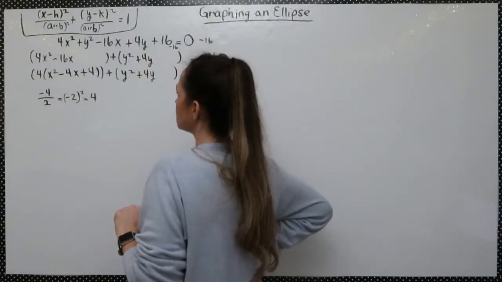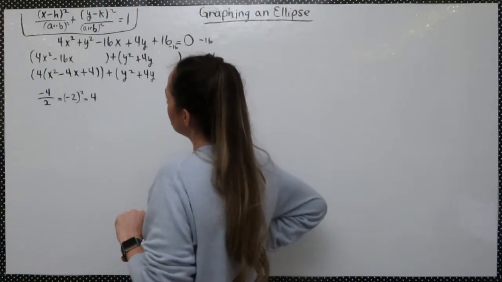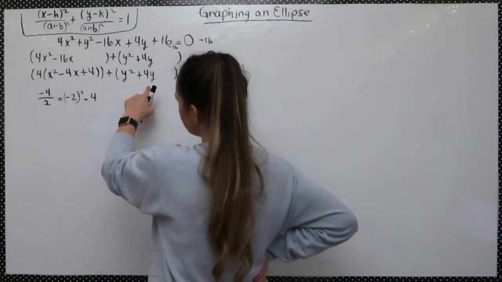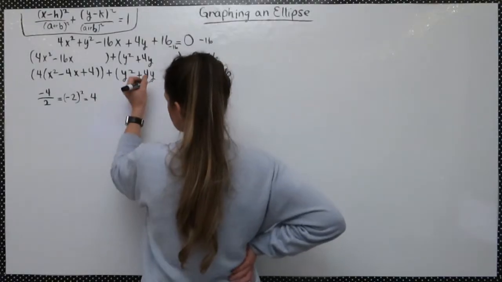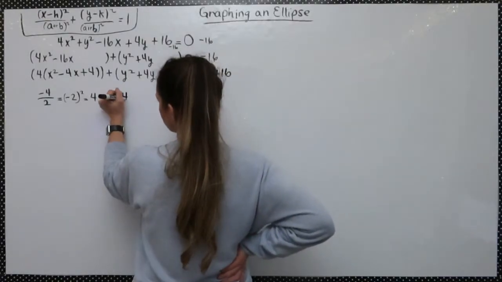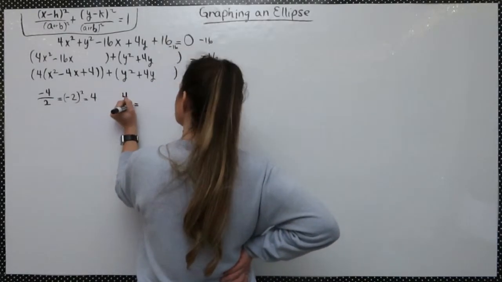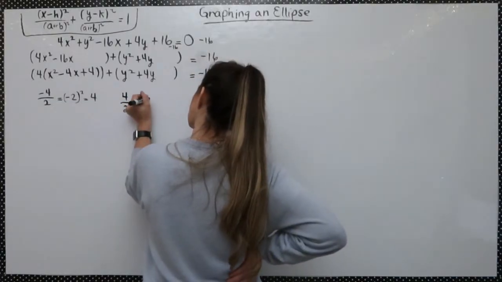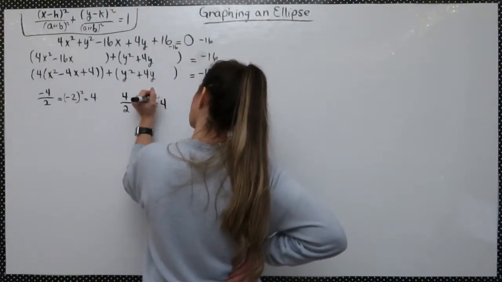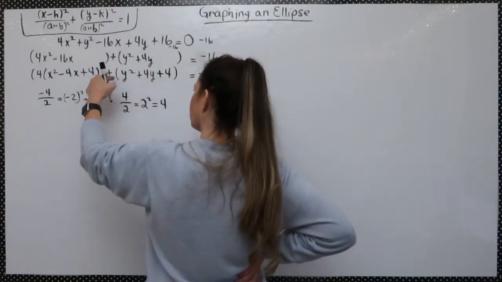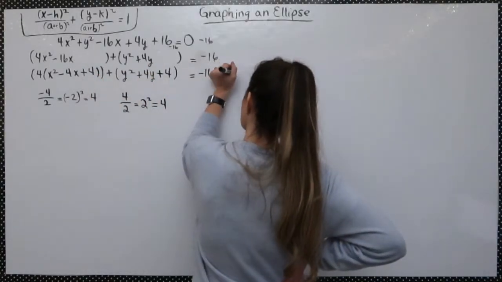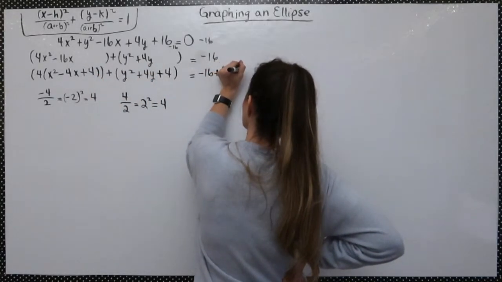So we're going to say 16. And then we're going to repeat that process here, the same thing. So we're going to take 4, it's positive 4 this time, and divide it by 2. It's going to give me positive 2, squared is going to give me 4. So we'll add 4 here. And we didn't have a coefficient to mess with here, so this is just adding 4 here as well.